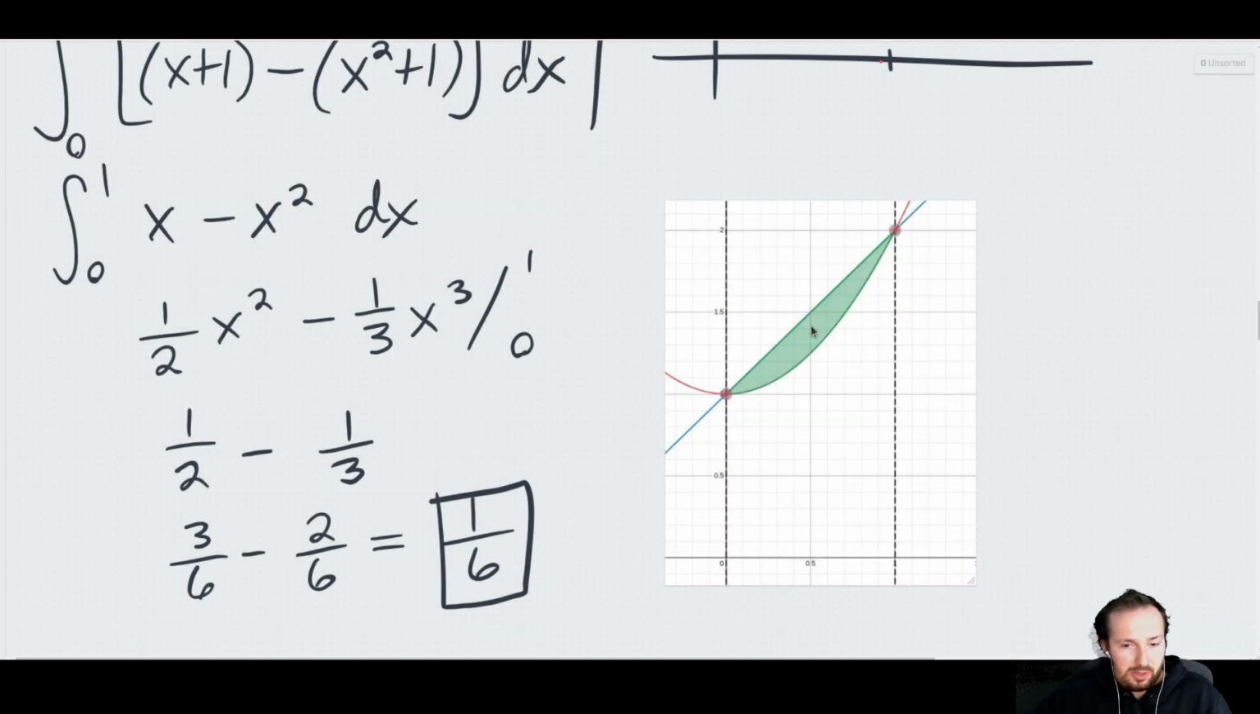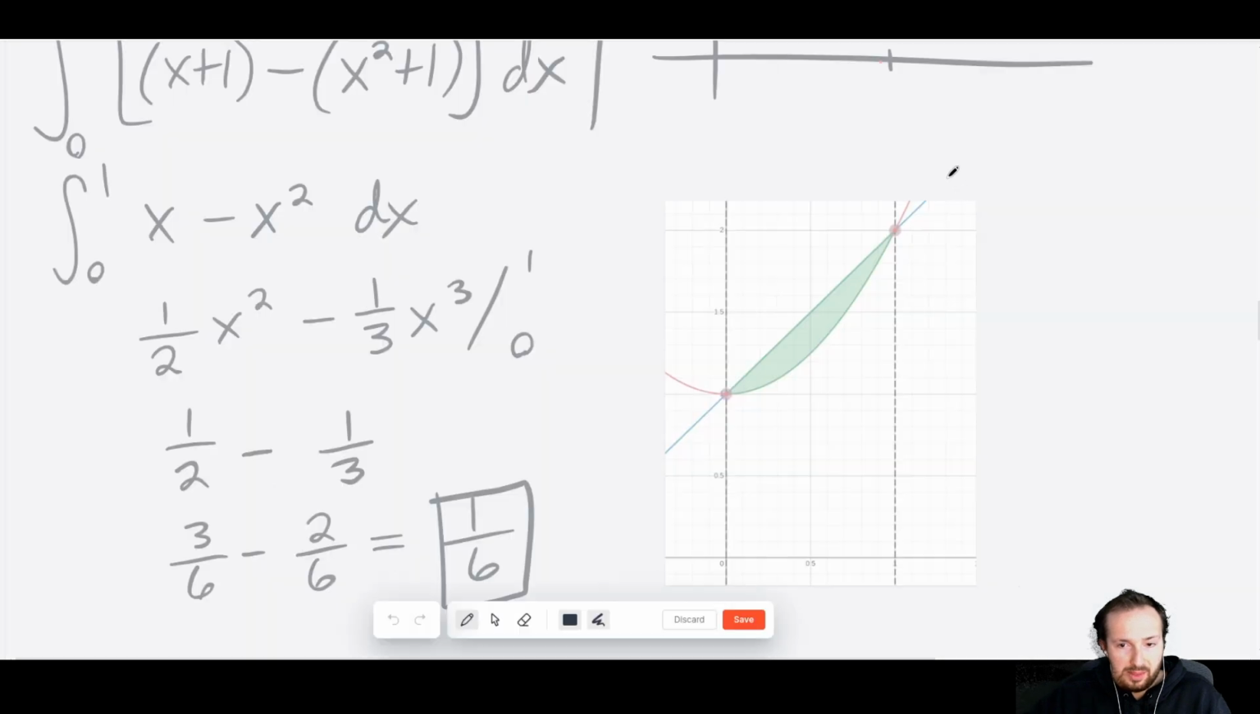Okay, so looking at this one, you can see that this right here is the line x plus 1, the blue one, and you can see it really is greater, although slightly, for that interval. And again, we're intersecting at x equals 0 and x equals 1. And then this one underneath, that's basically x squared plus 1, which is actually the lower curve.